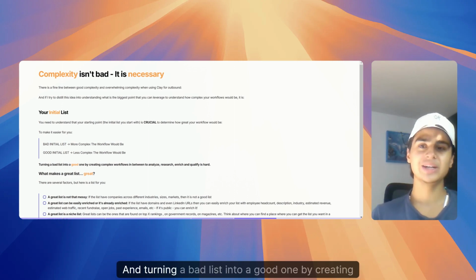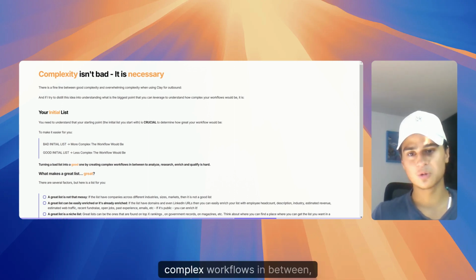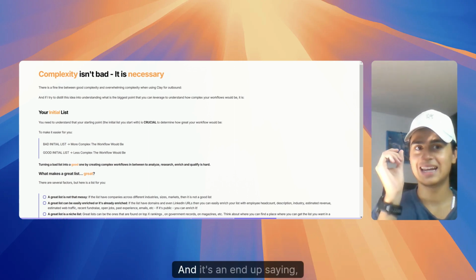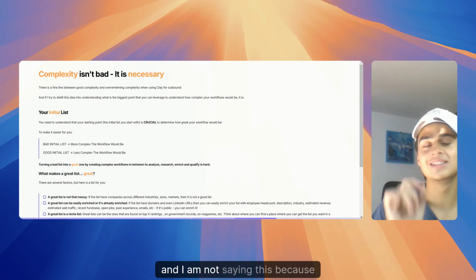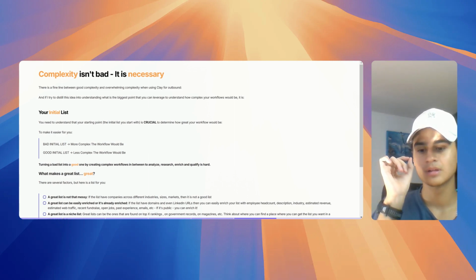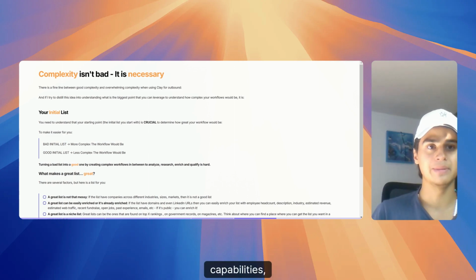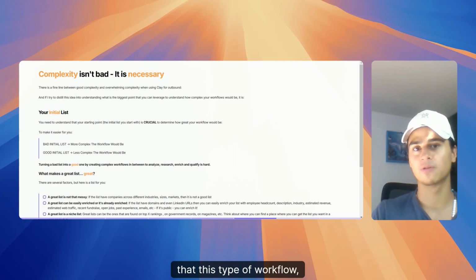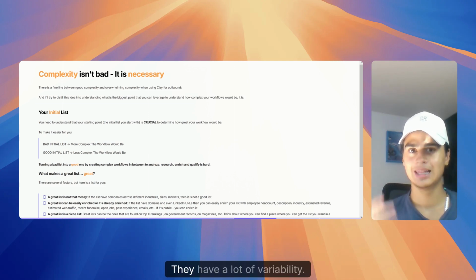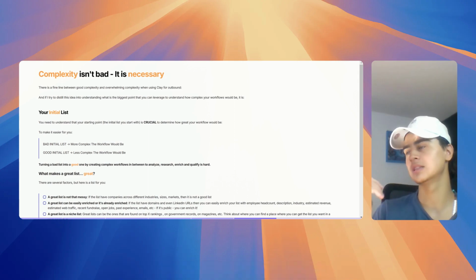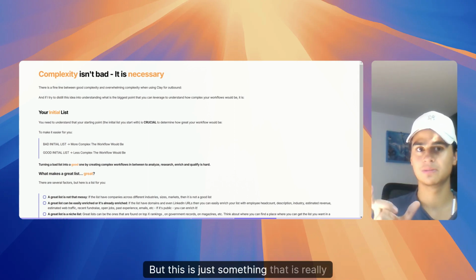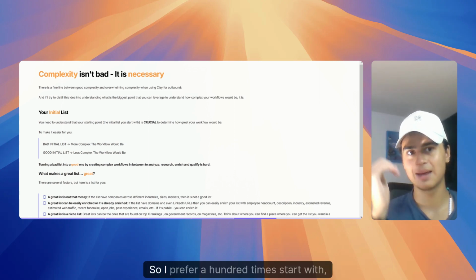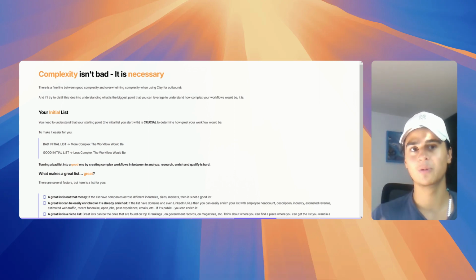Okay, and turning a bad list into a good one by creating complex workflows in between to analyze, research, enrich, and even qualify is hard. And I am not saying this because it's hard because of your capabilities. No, it's because of the variability that this type of workflows and processes have. They have a lot of variability, and this is something I'm going to be discussing later down the line in this video. But this is just something that is really important for you to understand. Turning a bad list into a good one is hard, so I prefer 100 times start with a good list.